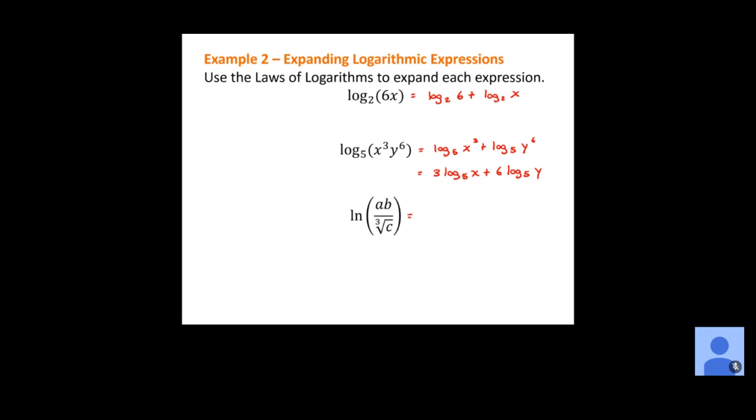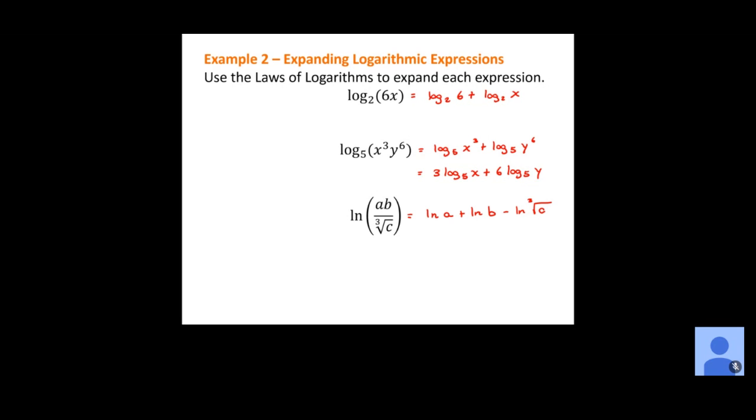And this last one here, we have division, we have multiplication, and we have a radical. So there's going to be several things that we can do. The first thing I'm going to do this time is go ahead and split up my multiplication and division using addition and subtraction. So this is going to become the natural log of A plus the natural log of B, that takes care of the multiplication, minus the natural log of the cubed root of C.